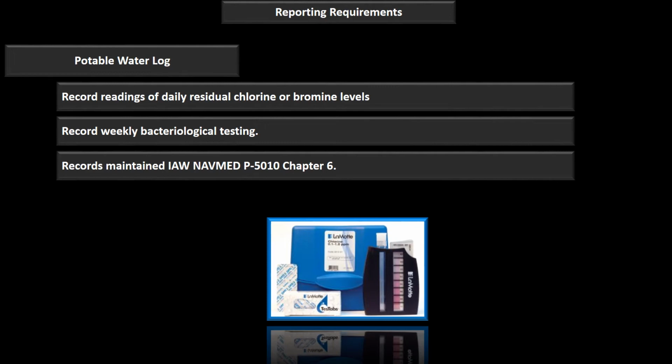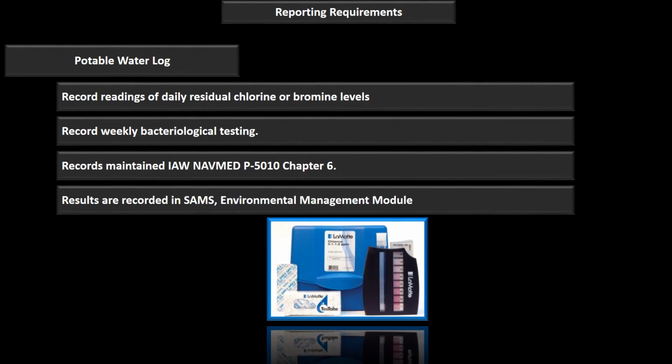The record will be maintained in accordance with the NAVMED P-5010 Chapter 6, our preventative medicine manual. Then the results are recorded in SAMS and the environmental management module. So this is another thing that SAMS can record, our potable water. Our training, our potable water, readiness information, and a patient encounter are all things that can be recorded in SAMS.